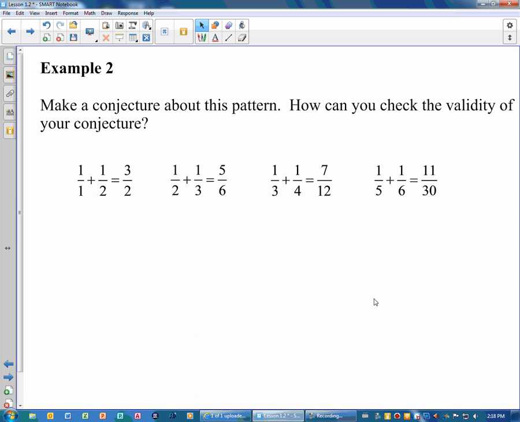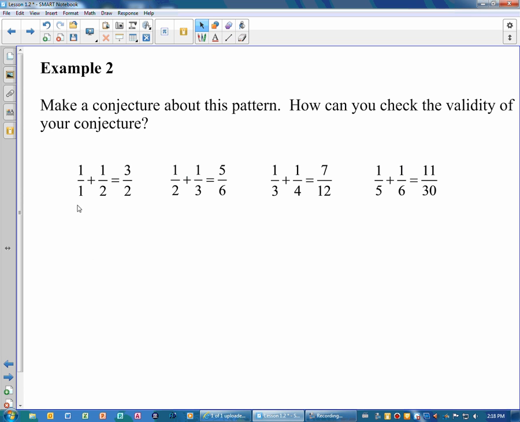Example number 2 says make a conjecture about this pattern and how you can check the validity of your conjecture. Look at the tops, the numerators. What do you notice? We have 1 over 1 plus 1 over 2 equals 3 over 2. We have 1 over 2 plus 1 over 3 equals 5 over 6. 1 over 3 plus 1 over 4 is 7 over 12. 1 over 5 plus 1 over 6 equals 11/30ths. Let's look at the pattern that we see.